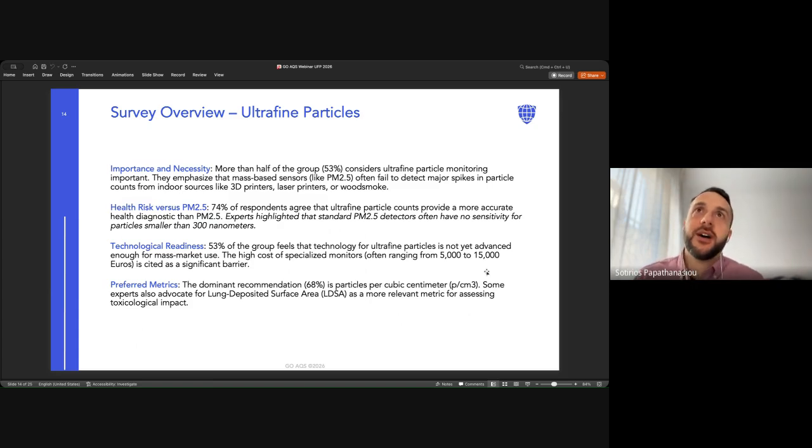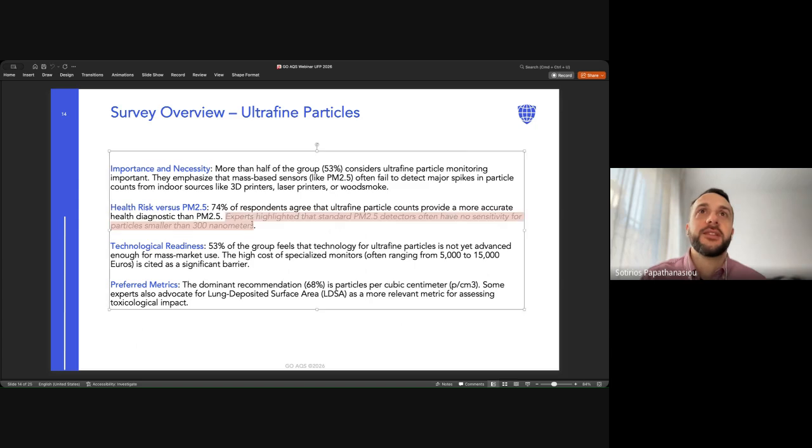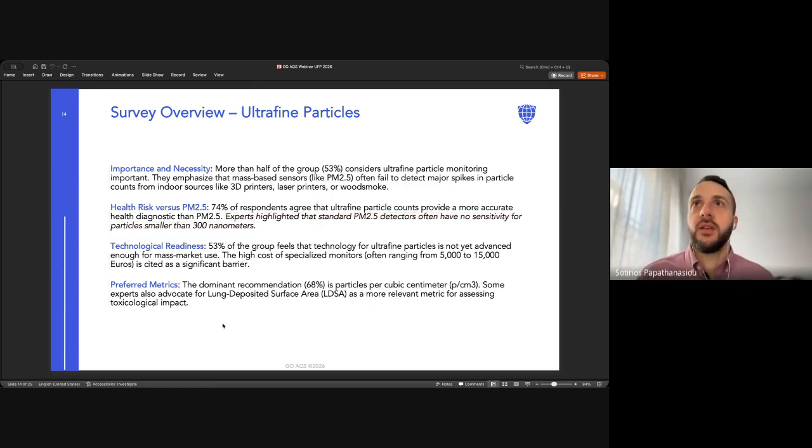From the survey, more than half of the group consider ultrafine particles more important, and they emphasize that mass-based sensors like PM2.5 often fail to detect major spikes. And that's true because, as we can see from this sentence, those sensors cannot measure anything below 300 nanometers or 0.3 micron. Technologically speaking, currently it's very difficult to measure those particles in the indoor environment.